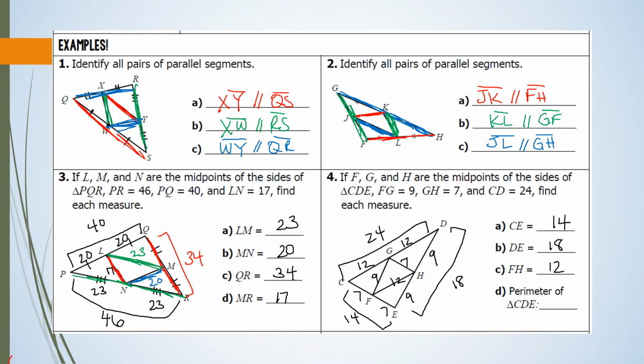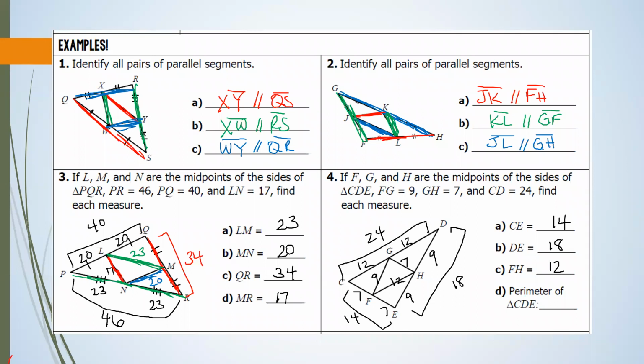It told us that GH was 7. So if GH is 7, that means that CE has to be twice 7, 14. So that means that each piece of that has to also be 7. And then it told me that CD was 12. So each half of that, or there's 24. CD has to be 24, so each half of that has to be 12. So since each half there is 12, or half of 24 is 12, we know that FH is 12.